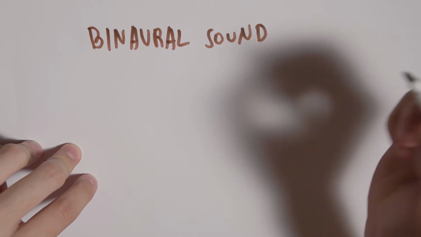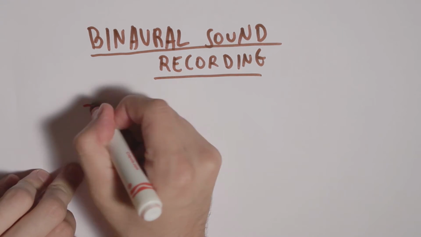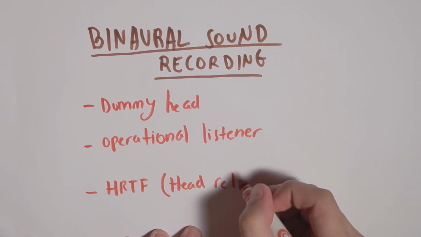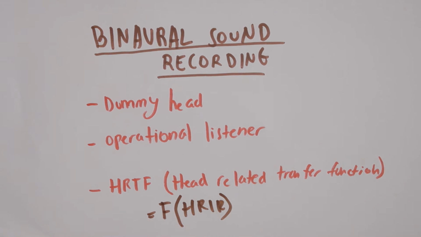Binaural audio recording is a technique for creating the illusion that sound is coming from somewhere other than the center of the head when the user is using earbuds. The techniques to accomplish this are dummy head, operational listener, and head-related transfer function.